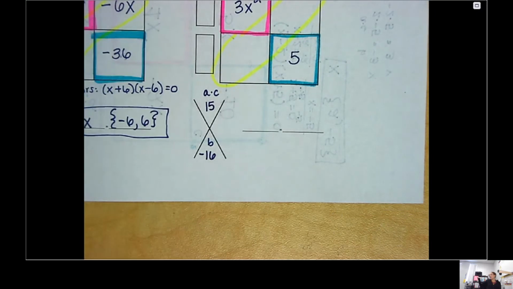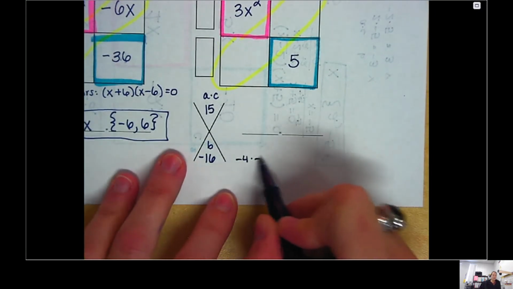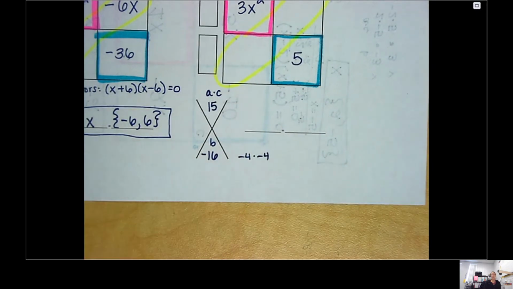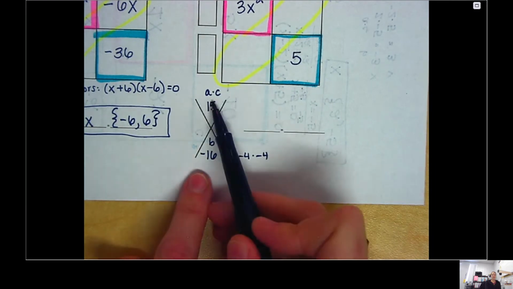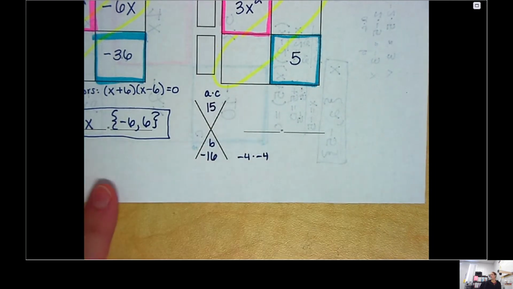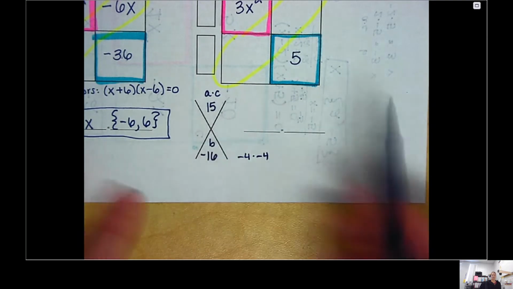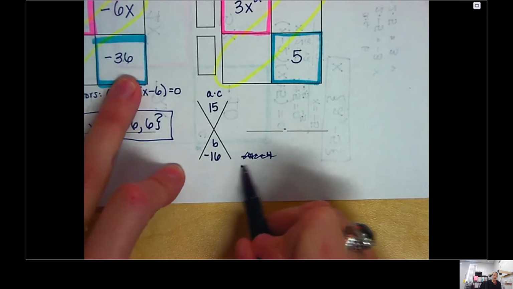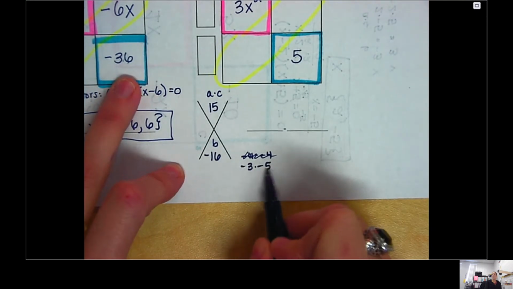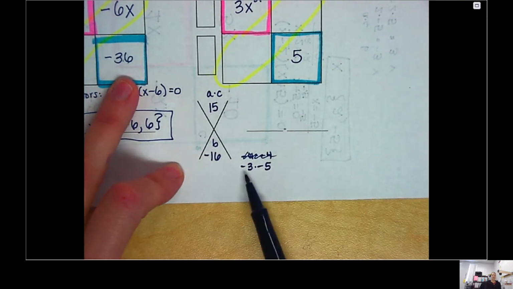So now I heard -4 and -4, right? -4 times -4 is definitely 16, but it's not right. Wait, no. -4 plus -4 gives you your B value. You needed to multiply to give you your C value. 4 times 4 is 16. That's not 15. That doesn't work. Okay, so 3 times 5 is definitely positive 15, but what is -3 plus -5?